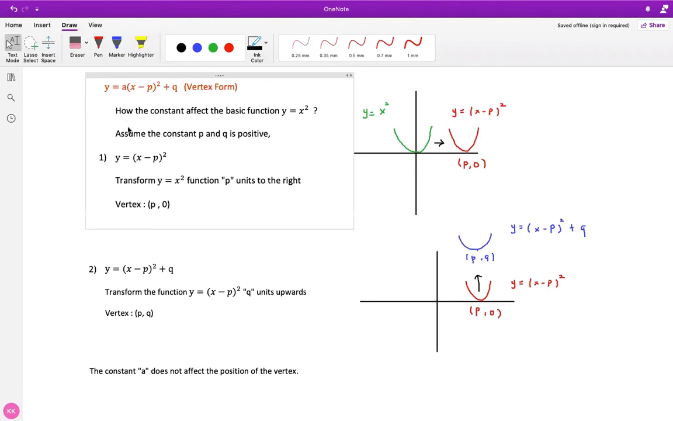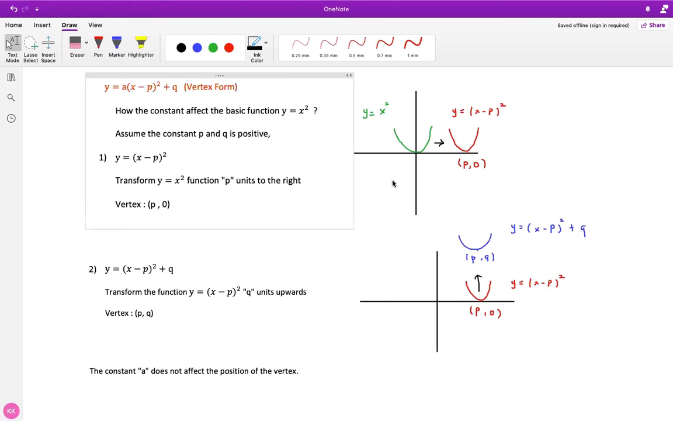I need to assume the constants p and q are positive, and break this up into two components. The first component is y = (x - p) squared. I transform the y = x squared function p units to the right, and I get the vertex point (p, 0). Transforming the function to the left or right affects the x-coordinate, so the x-coordinate of the vertex is the value p.